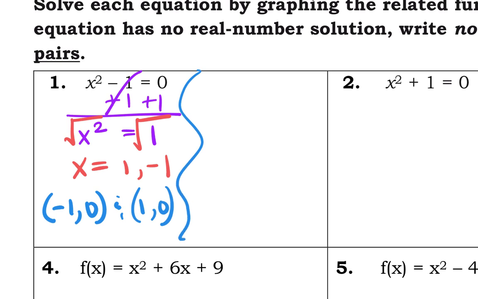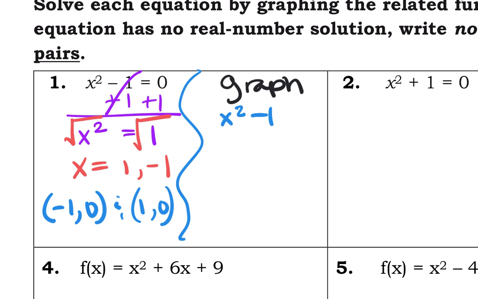I'm going to show you also how to see it on the graph, okay? So let's look at the graph. Go ahead and pull up your graph. Pull up a new document. Once you have your calculator ready, you're going to enter everything but the equal sign and the 0. So you're going to enter x squared minus 1. So just x squared minus 1.